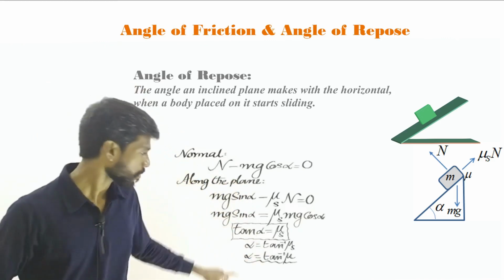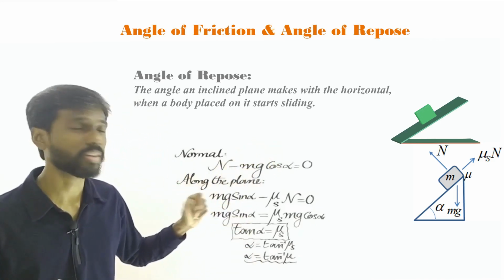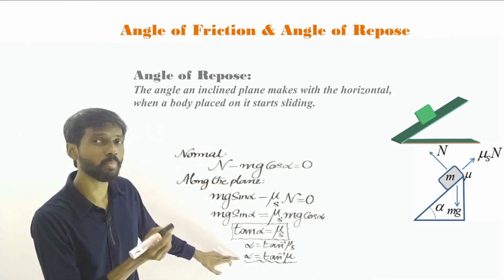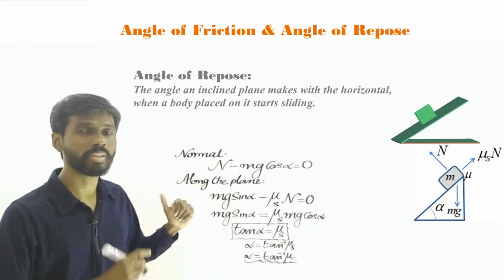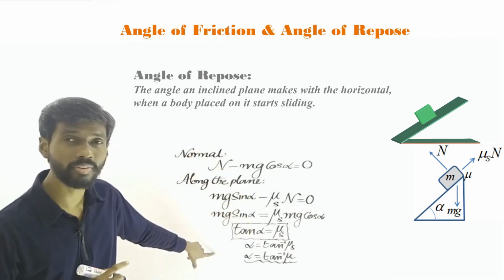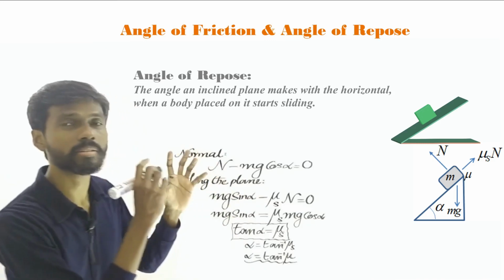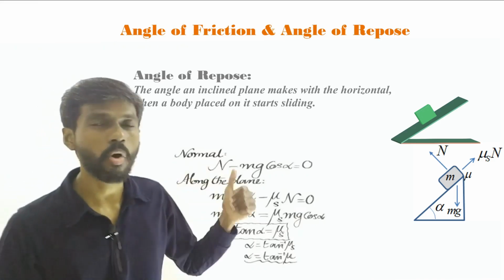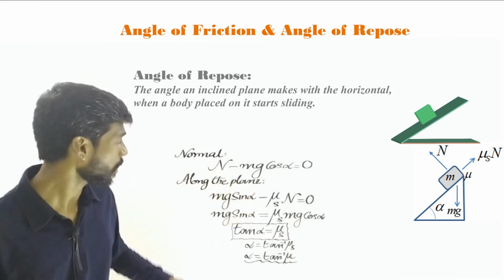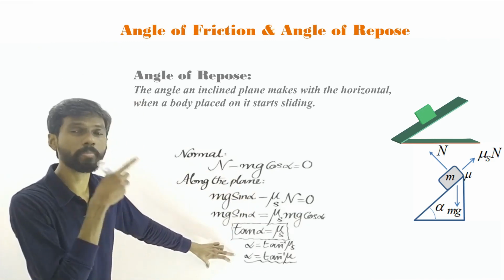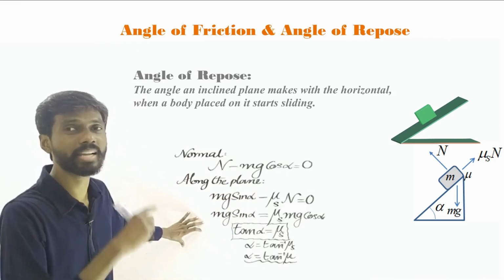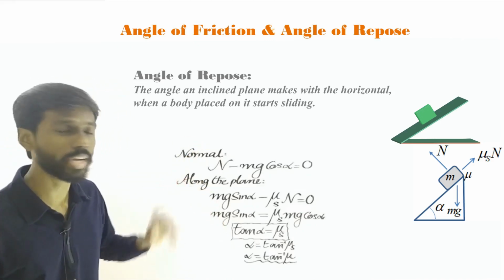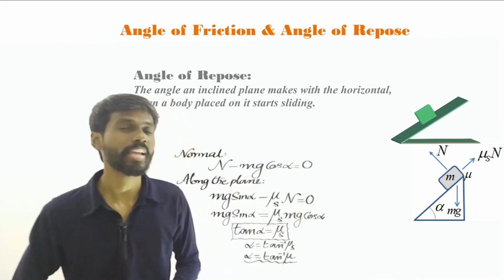Now whether the block slides or not depends on the angle. If the angle of the inclined plane is more than this angle, the block will move. If the angle is less than the angle alpha, the object will not slide, so it will stay in equilibrium. So if you want to know whether the block is moving or not, you have to find the angle of repose and then compare the angle of the inclined plane with it, whether it is more or less. Accordingly we can decide whether the block is sliding or not. This is one formula you have to know, the angle of repose.